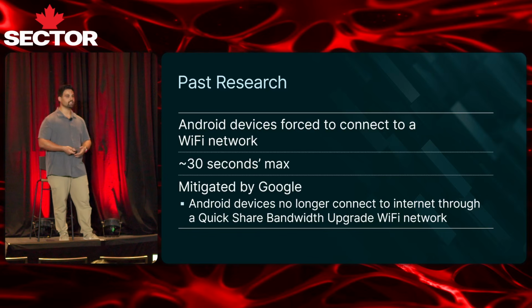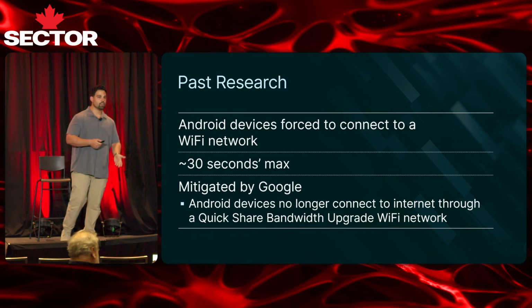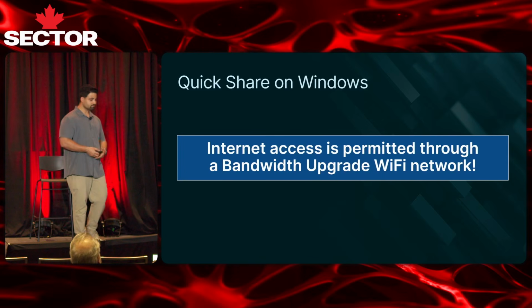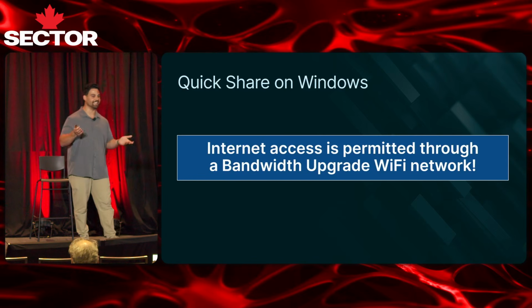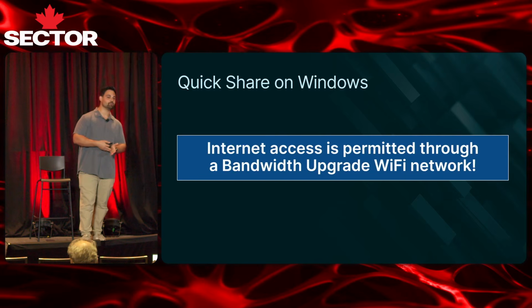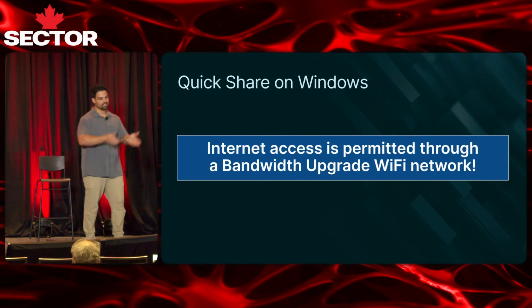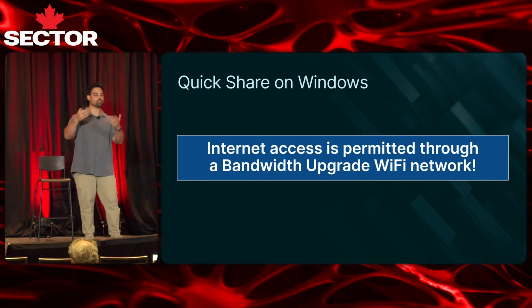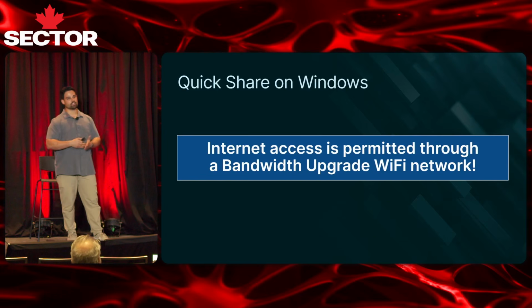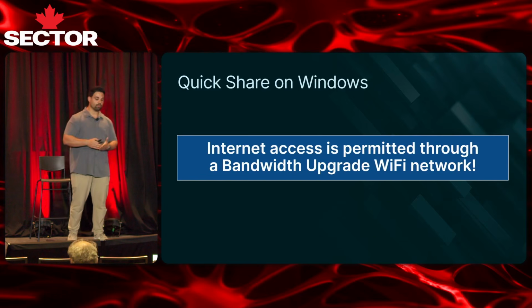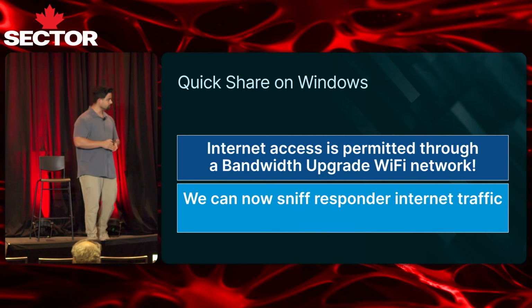However, testing the exact same idea on the Windows version simply allowed the Windows computer to connect to the internet. So that means that we can upgrade the communication technology to Wi-Fi hotspot, make the Windows computer connect to our Wi-Fi access point, and then for about 30 seconds, watch the internet connection, the internet traffic of our victim.